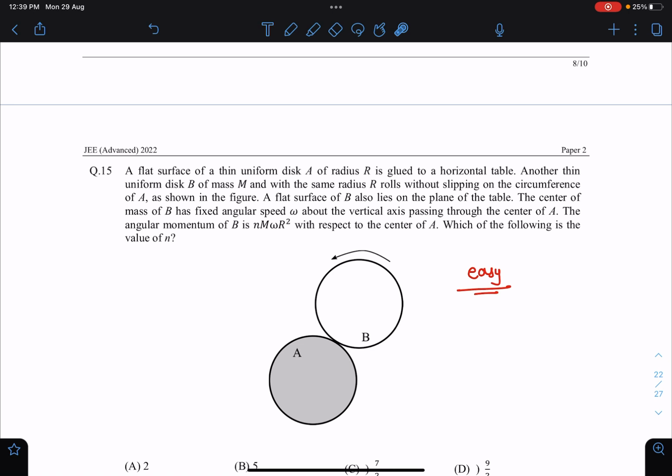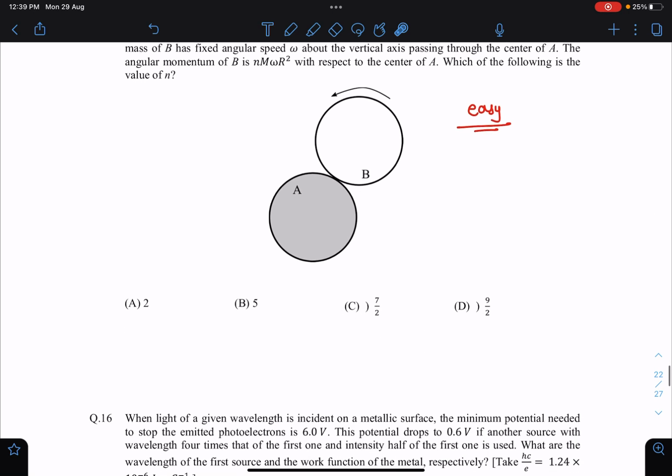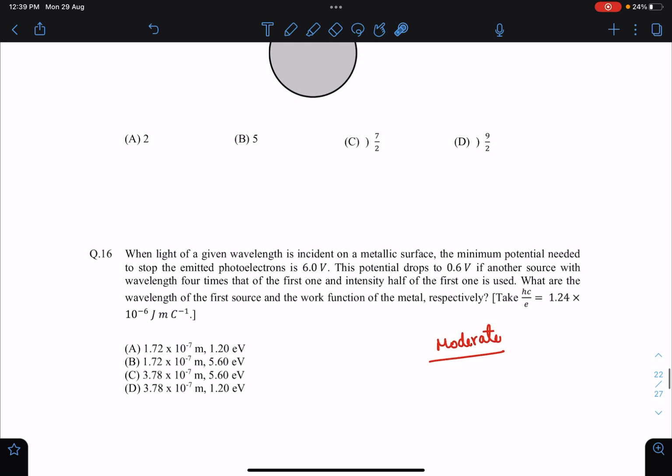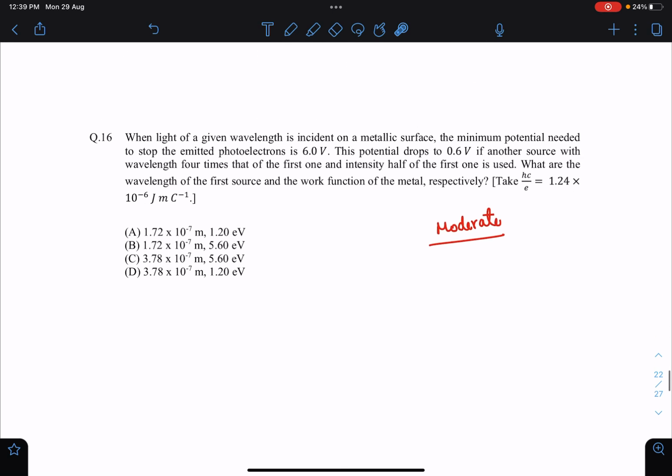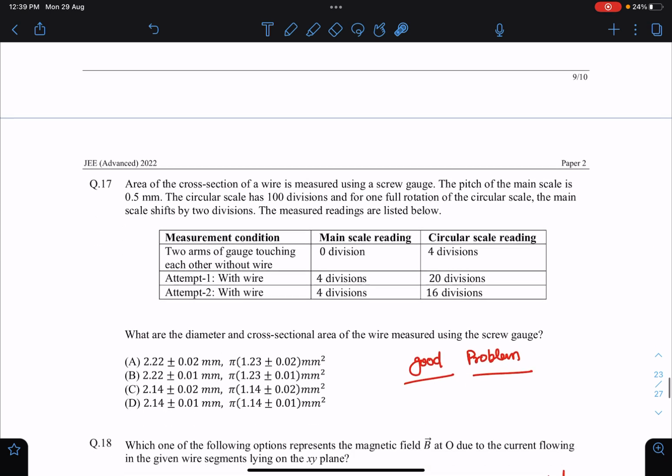And here this I think is easy, and we have done a lot of problems like this, so I don't think people would have any trouble. And a standard problem. Similarly, this is also a moderate level problem with some calculations. I think most of the students would have got the answer correctly. But yes, slightly these calculations are involved, you need to check.